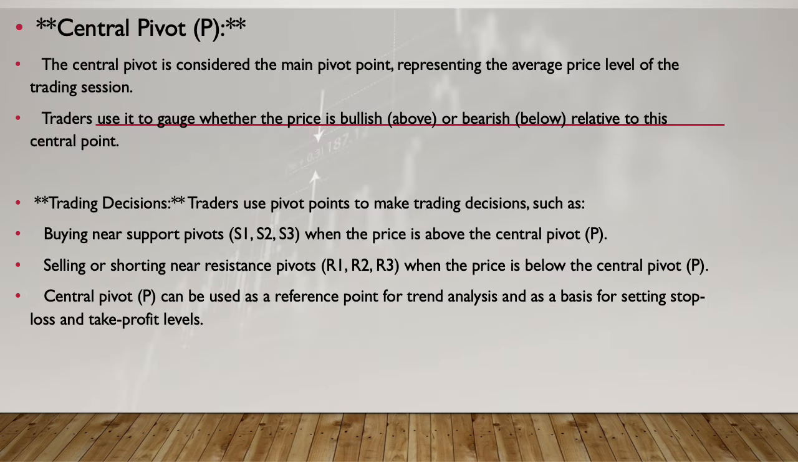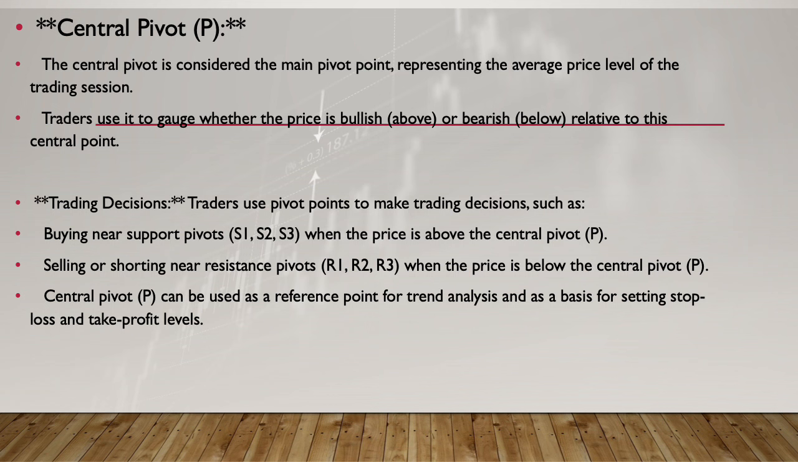Central pivot. The central pivot is considered the main pivot point, representing an average price level of the trading session. Traders use it to gauge whether the price is bullish above or bearish below relative to a central point.